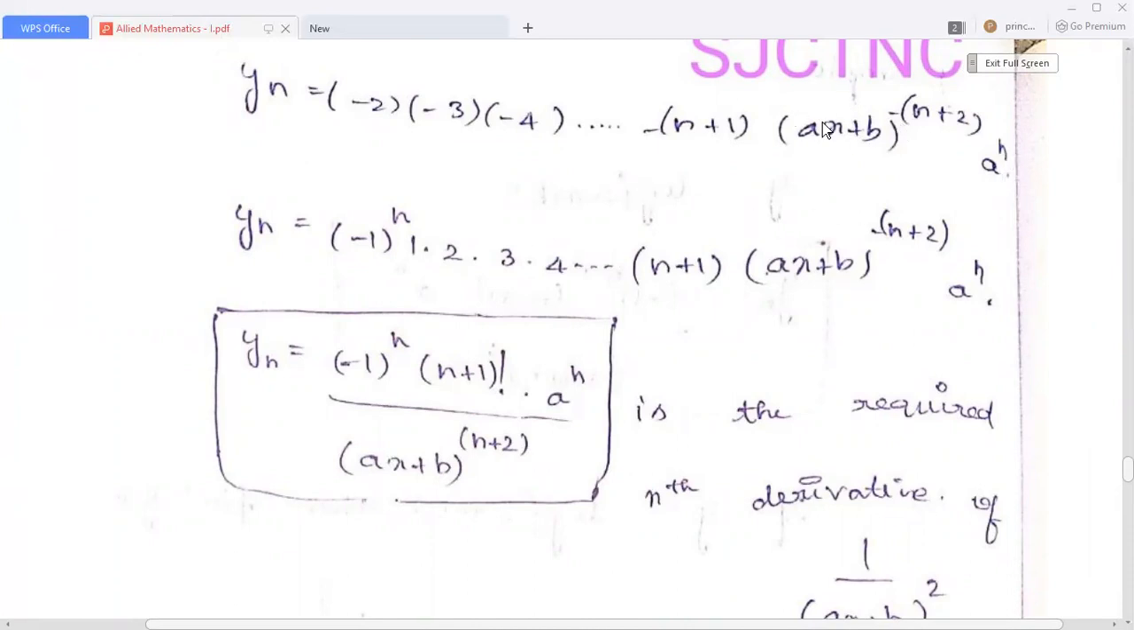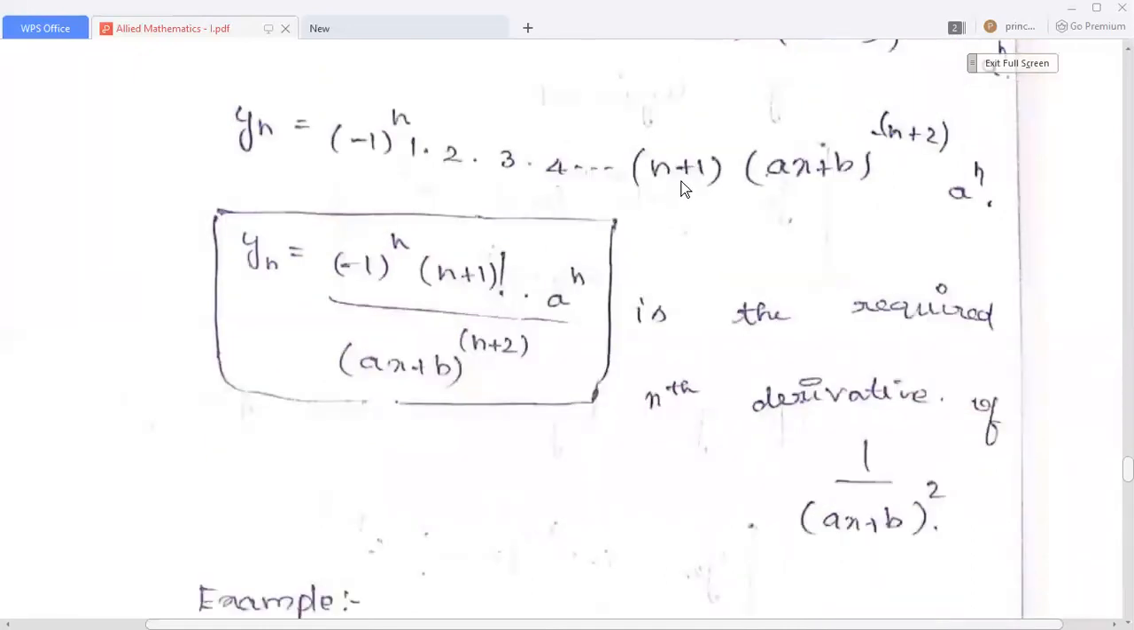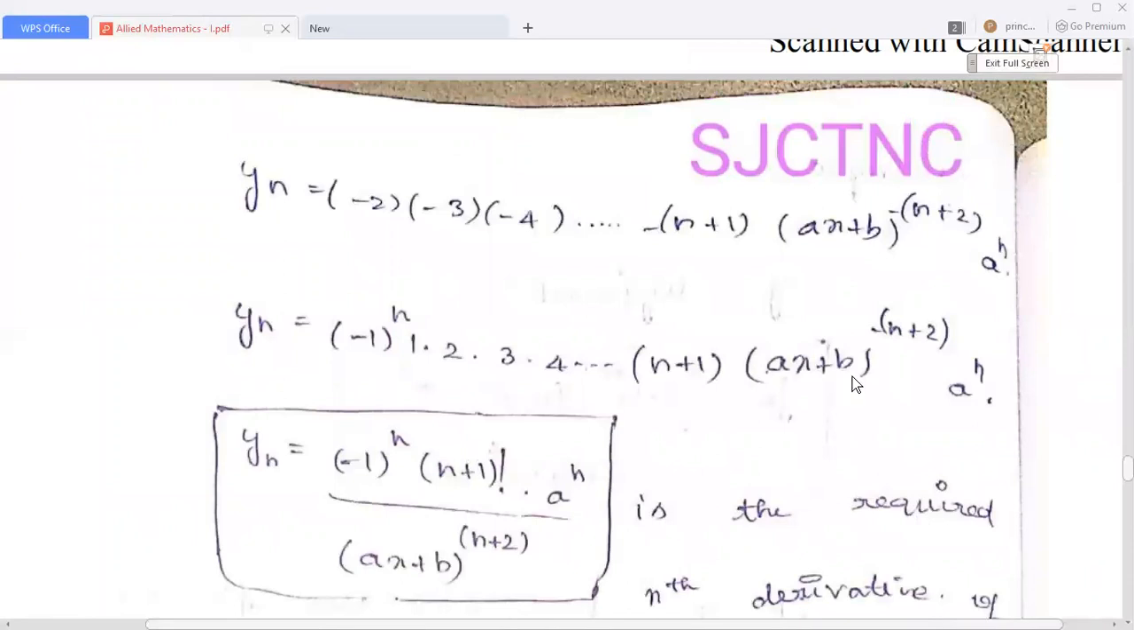Now we simplify this expression. Here you see the minus sign. Here the minus sign is multiplied n times, so we write -1 power n. So you see the remaining terms, 2 into 3 into 4 into etc., into n plus 1. Here in front of 2 we have 1, so we can include that product also. Here 1 into 2 into 3 into 4 into etc., into n plus 1, so that can be written as (n plus 1) factorial into the remaining terms, (ax plus b) power minus (n plus 2) into a power n.